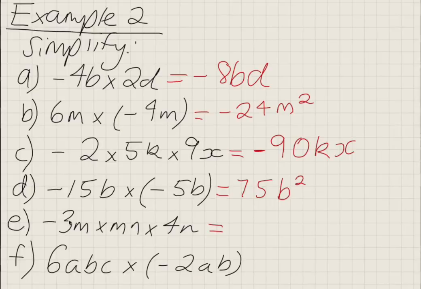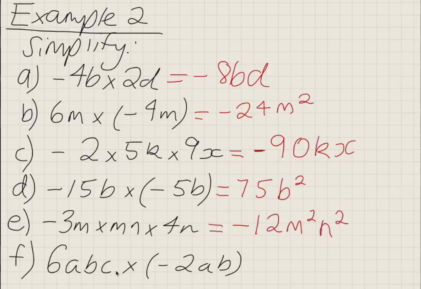Part E, multiplying the numbers together, minus 3 times 4 gives minus 12. M times m, for Mary, that would be m squared. And n for Nelly, we have two of them, 1, 2, so we would have n squared there as well. So minus 12 m squared n squared.